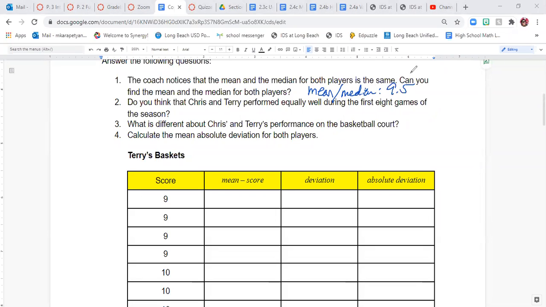Okay, now what do you guys think? I want to hear from you. I would appreciate it if someone would unmute, but if not, then make sure that you are sharing publicly in the chat. Okay, and remember that I am keeping track of participation. So what do you guys think? Do you think that Chris and Terry performed equally well during the first 8 games of the season? Go ahead, Dallas.